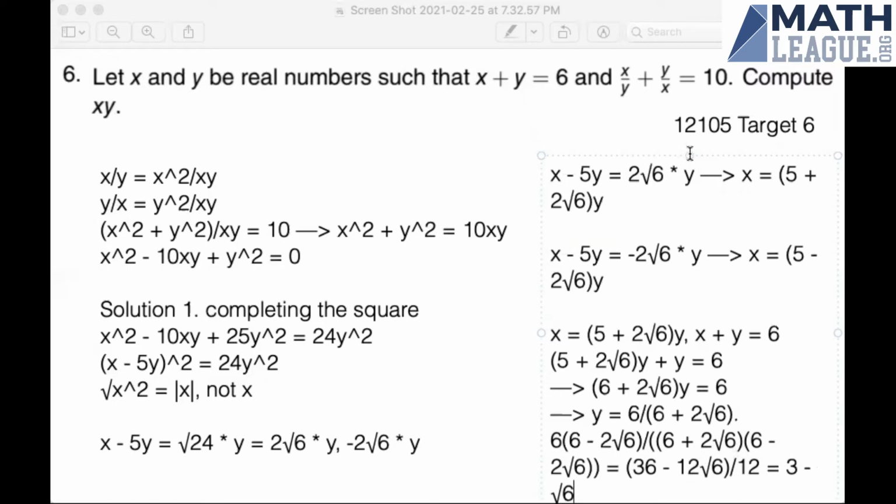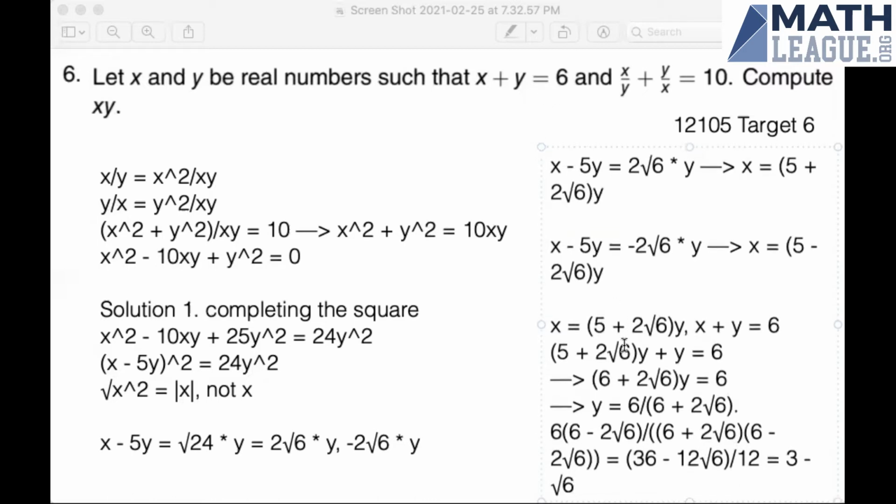So the problem asks for xy, and that's just, well, what's x? x is 6 minus 3 minus root 6. That's the y we found earlier. That's 3 plus root 6. Good.